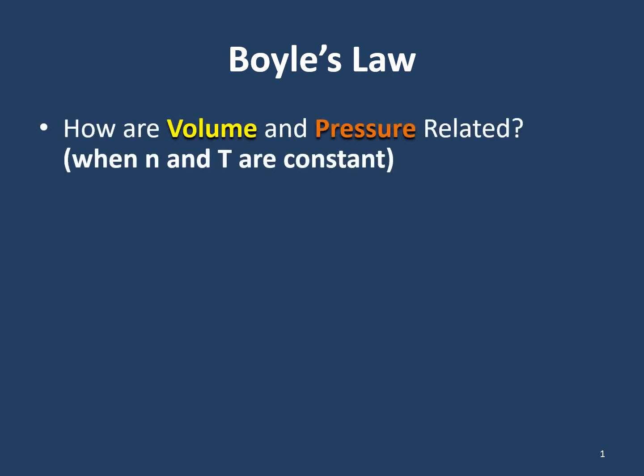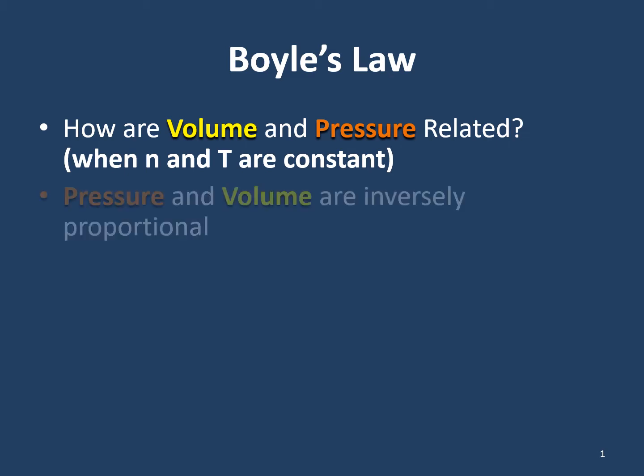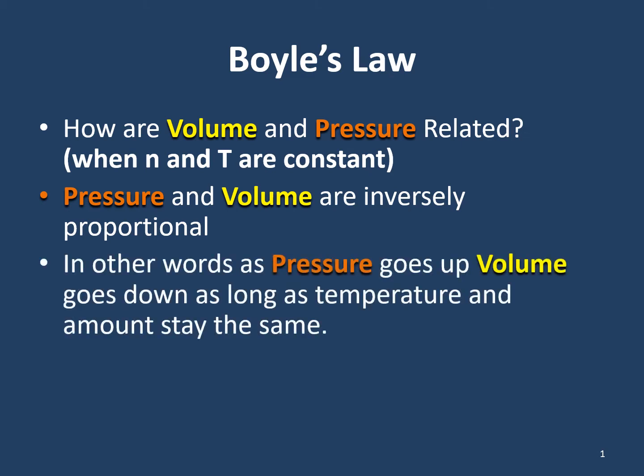Boyle's law specifically is all about how volume and pressure are related when both the amount of gas and the temperature of the gas are held constant. So pressure and volume are inversely proportional. As we increase the volume, the pressure goes down, and as the pressure goes up, the volume goes down. Basically, as one goes up, the other goes down, and this is true as long as both temperature and the amount of gas stay the same.